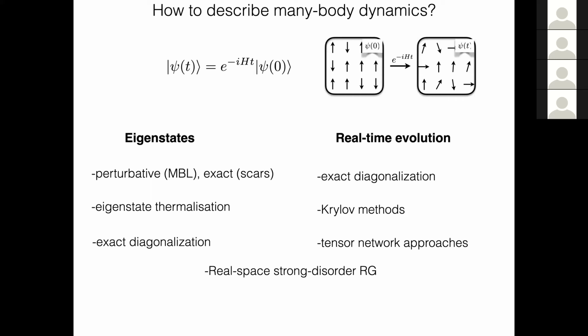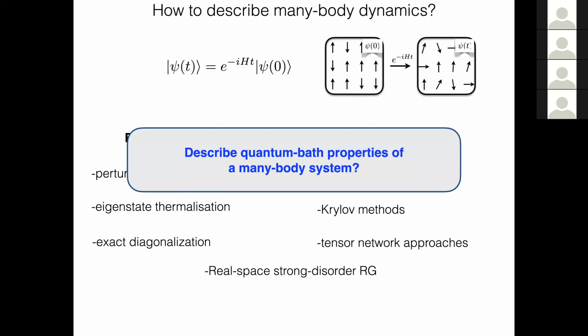Another approach is to really try to track the real-time evolution of your system. This you can do numerically in various ways: exact diagonalization, or a variety of tensor network approaches, which rely on the entanglement of your many-body wave function staying low for at least some time of the evolution. So this is the usual toolbox that people have been using. But at the same time, based on these measures, we usually try to determine whether a system is a good bath or a bad bath.